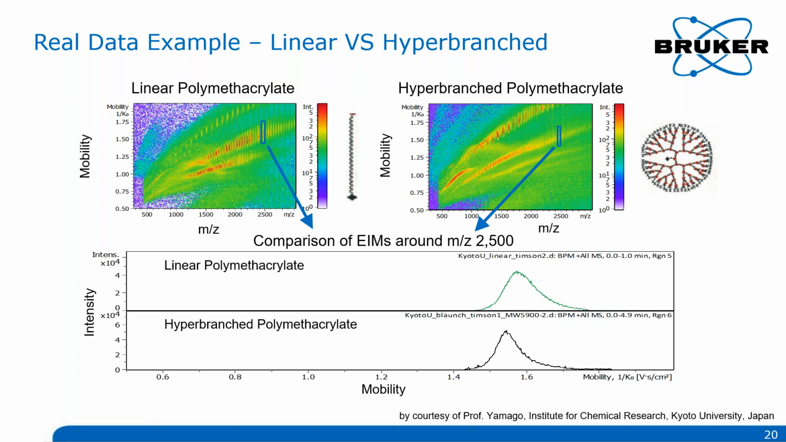As you would expect, the respective mobilograms of these two configurations are different. What is interesting, though, is that the resolution of the linear polymer ion mobility peak is lower than for the hyperbranched polymer. It may indicate that rotation and vibration have a greater effect on the mobility of the linear polymer than for the hyperbranched configuration.